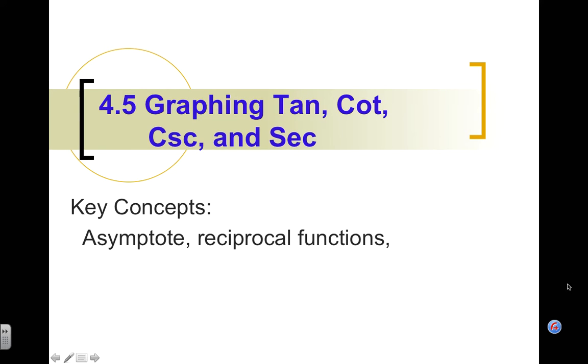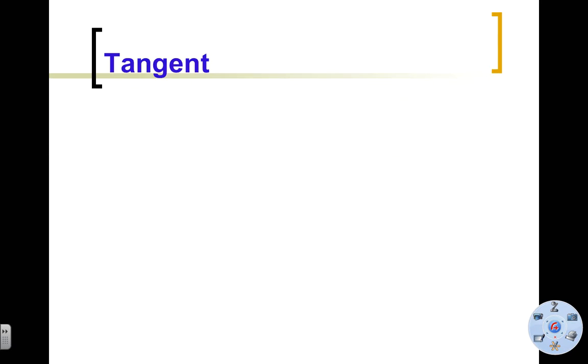All right, ladies and gentlemen, welcome to our section on graphing the other four trig functions: tangent, cotangent, cosecant, and secant. We're going to be using some asymptotes today. You recall that cotangent, cosecant, and secant are all reciprocal functions, so you might be thinking a little bit about reciprocals and what those things might end up being. We're going to start right away with tangent.